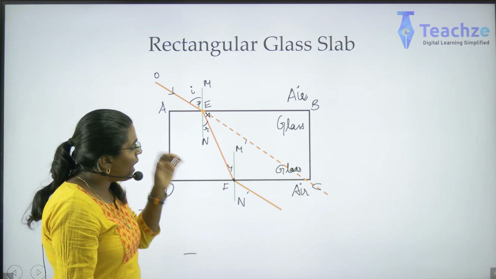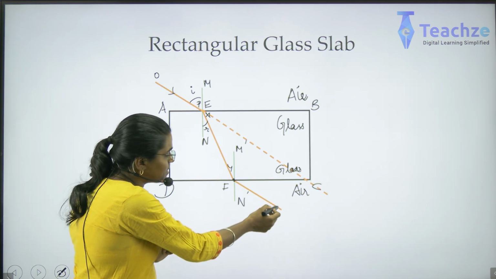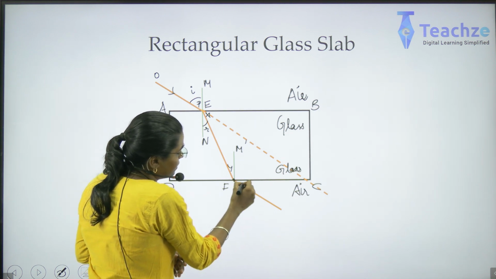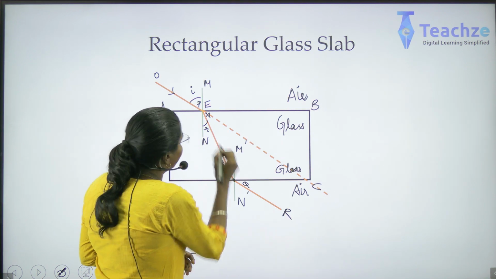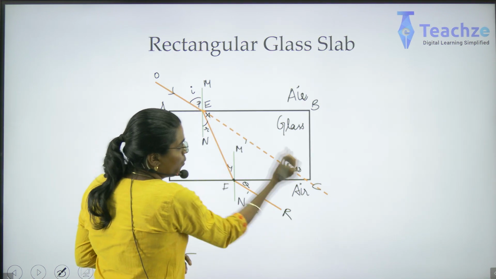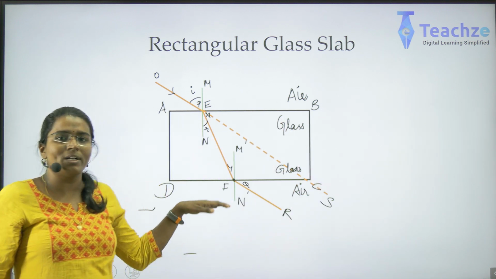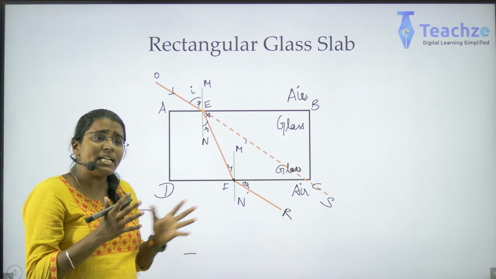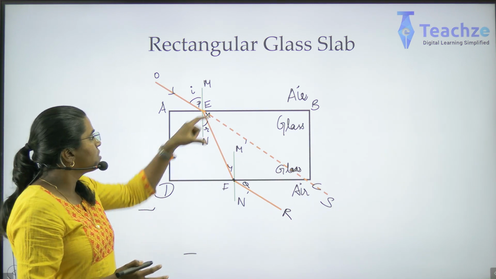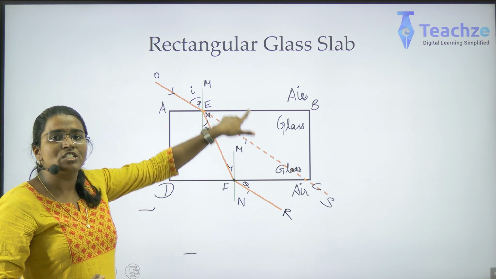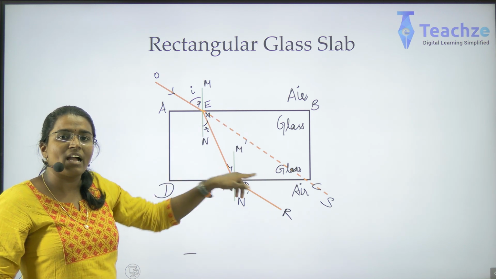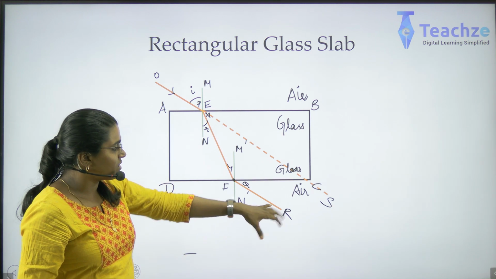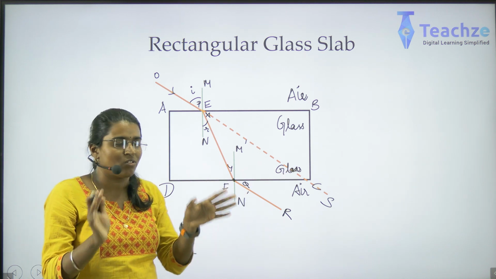Okay. And always, this is the emergent ray that we call, or the refracted ray. Let us take this as Q and R. This Q and R is always parallel to O and S. It is always parallel. Okay, why is it parallel? Because the opposite faces of this rectangular glass slab are parallel to each other. That is why the refracted ray, the QR and OS, are always parallel.